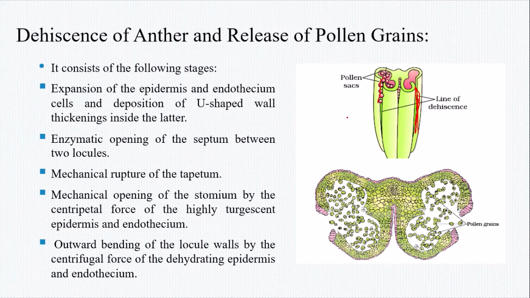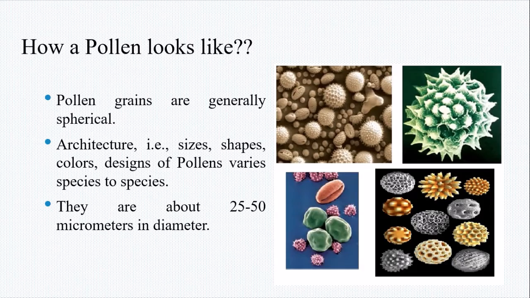So now let's look at how a pollen grain looks. If you see, the pollen grains are generally spherical. Of course, you can see a pollen grain with the help of a microscope. It is in the syllabus of your class 12 that you will make a slide of a germinating pollen tube.